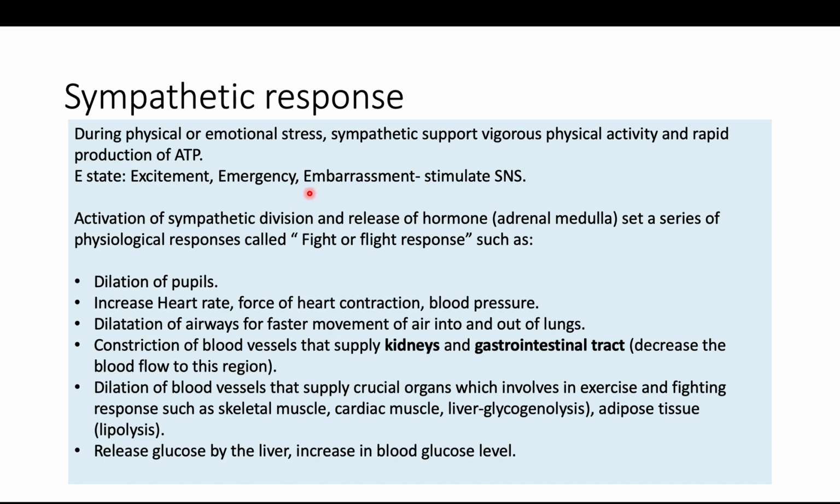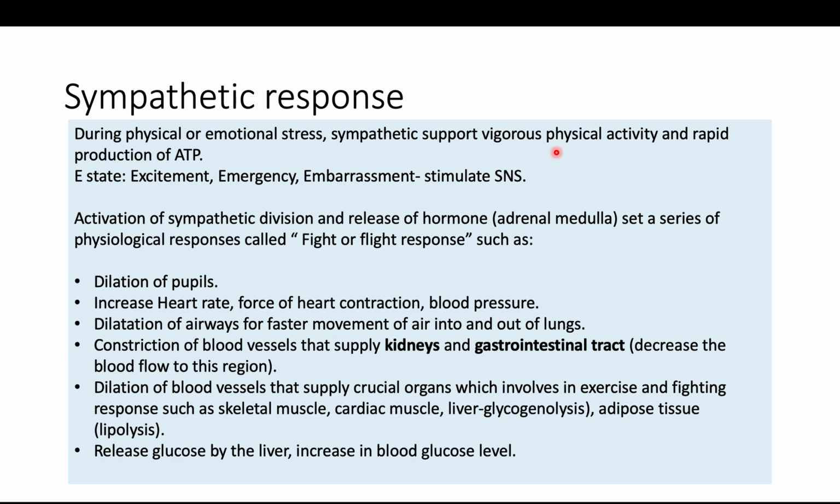So we call this sympathetic response the E state, which is the excitement state, emergency state, embarrassment state. All of these states are going to stimulate the sympathetic nervous system. So when I put S, S is the sympathetic nervous system. When I put SP, it is the parasympathetic nervous system. So when does the sympathetic response take place? For example, during physical activity or emotional stress, you start to have anxiety. That is actually a sign of a fight and flight response.